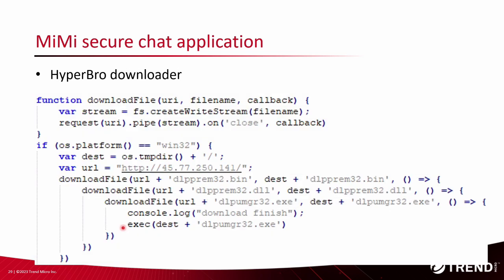After deobfuscating the code, we got something like this. The deobfuscated code checks the platform, in this case win32. Then there is a hard-coded IP address, from which it downloads 3 files, 1 executable, 1 DLL, 1 binary file, and then executes the executable. In this case, it downloaded malware which is called HyperBro. It's malware which is attributed to the Iron Tiger threat actor.